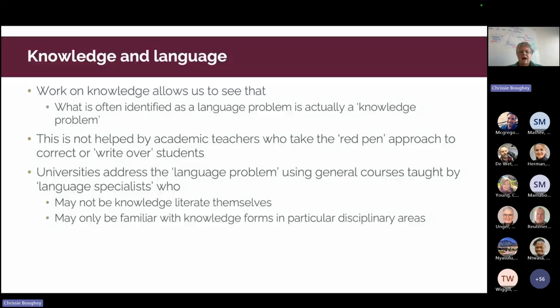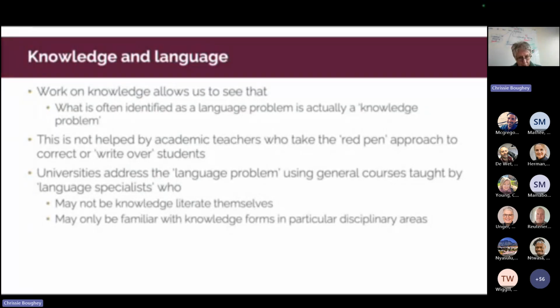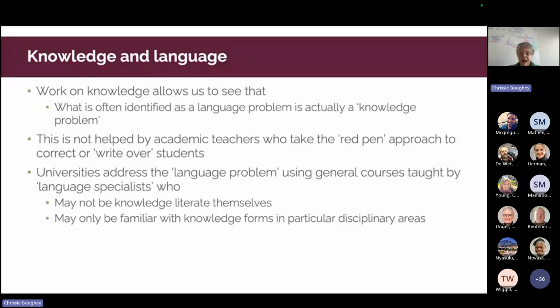So I think we've got a problem in our understanding here, and our understanding of the problem itself. The problem of students' learning experiences, the problem of language, the problem of AI. We've got a problem in the way we're conceptualizing that. Then we're bringing more problems into the equation by the way we address it.